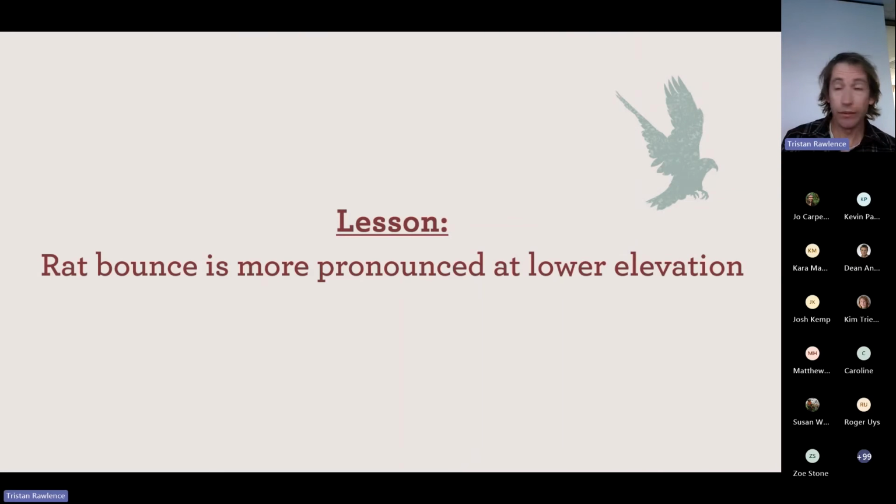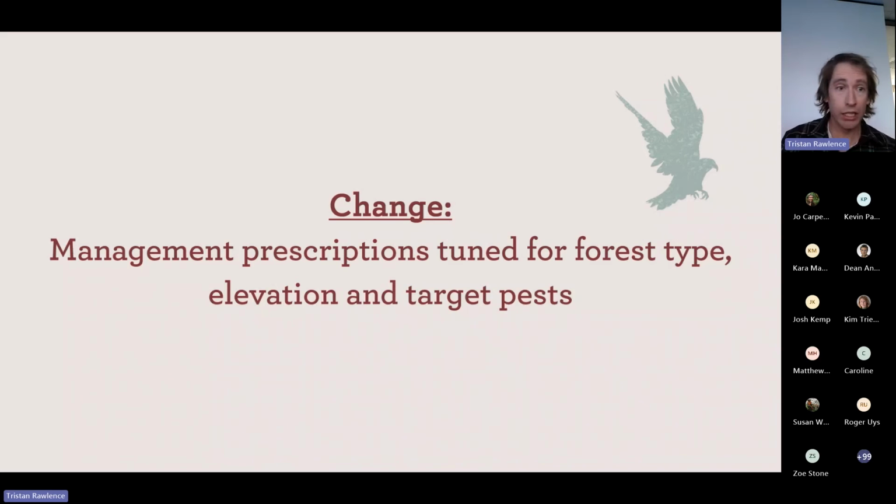So the lesson here for the program is rat bounce is more pronounced at lower elevations. And we've got our first change in the NPCP program, which is management prescriptions are tuned for forest type, elevation, and target pests.